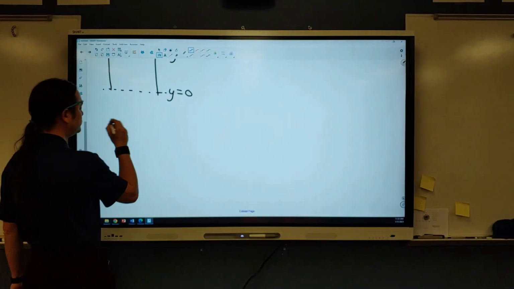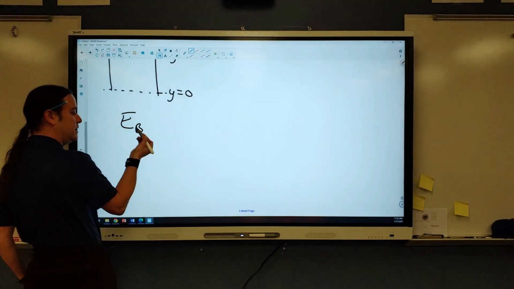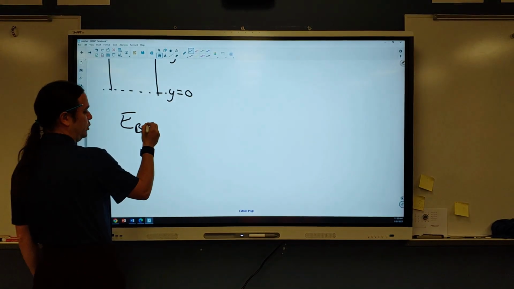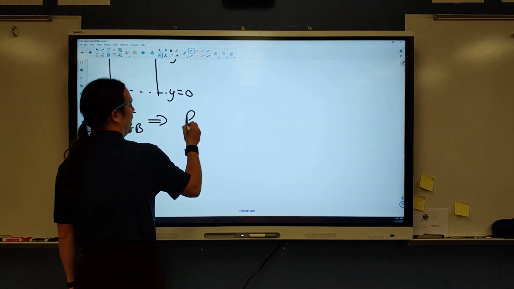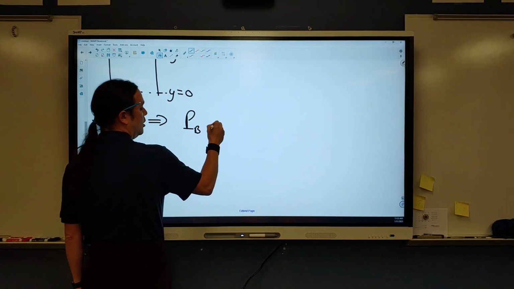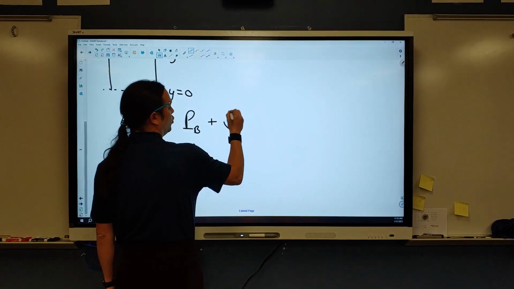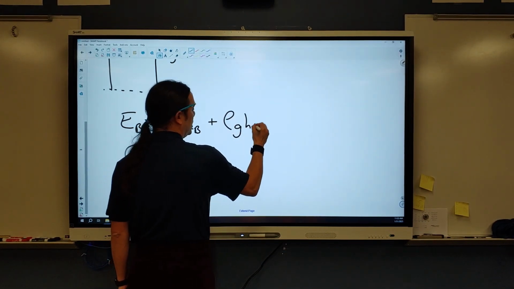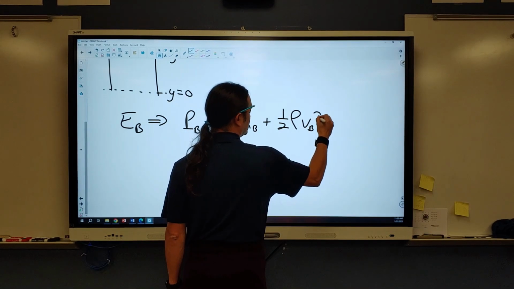Okay, so here we go. Let's start off by finding our, once again, I'm going to call it energy at B, but it's actually energy per unit volume. So instead of doing equals, I'm going to say it's going to be related to this. We're going to have the ambient pressure at B plus rho g h_B plus 1/2 rho v_B squared.